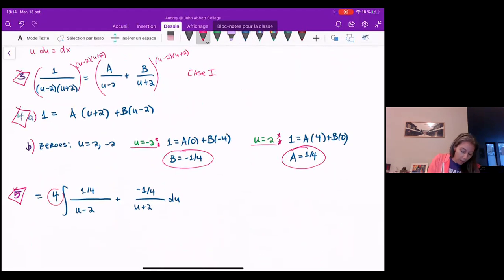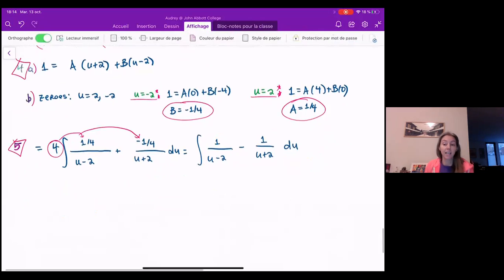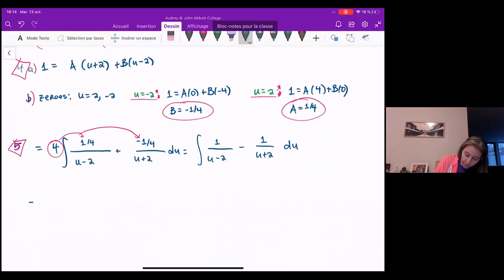But I also want to point out that this 4 out here, if I distribute it back inside, it actually just gets rid of those constants entirely. They just become 1. So this is actually 1 over u minus 2 minus 1 over u plus 2 du. And because this was case 1, we didn't have any of those cases where the degree was 2 or 3 and we had to think about how to deal with that. These are just our known form. These are both just a natural log. So this is equal to natural log of u minus 2 minus natural log of u plus 2 plus c.